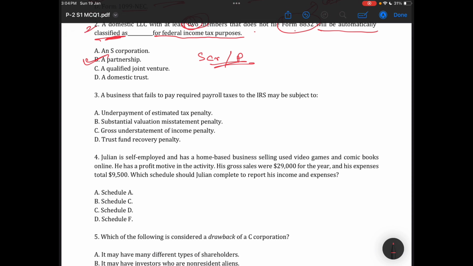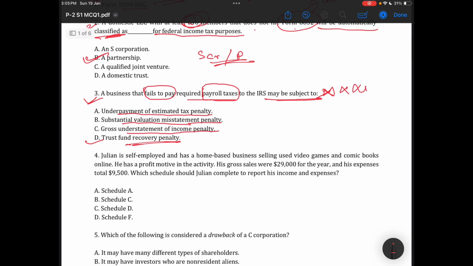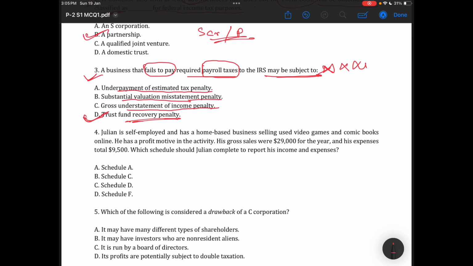The third question is about a business that fails to pay required payroll taxes. The IRS may subject it to what? There is a very heavy penalty if any business fails to pay the required payroll taxes. The options are the trust fund recovery penalty, underpayment of estimated tax, where we are not talking about estimated tax, substantial valuation misstatement penalty, which is also not applicable, and gross understatement of income penalty, which is also not applicable. So the answer is trust fund recovery penalty.